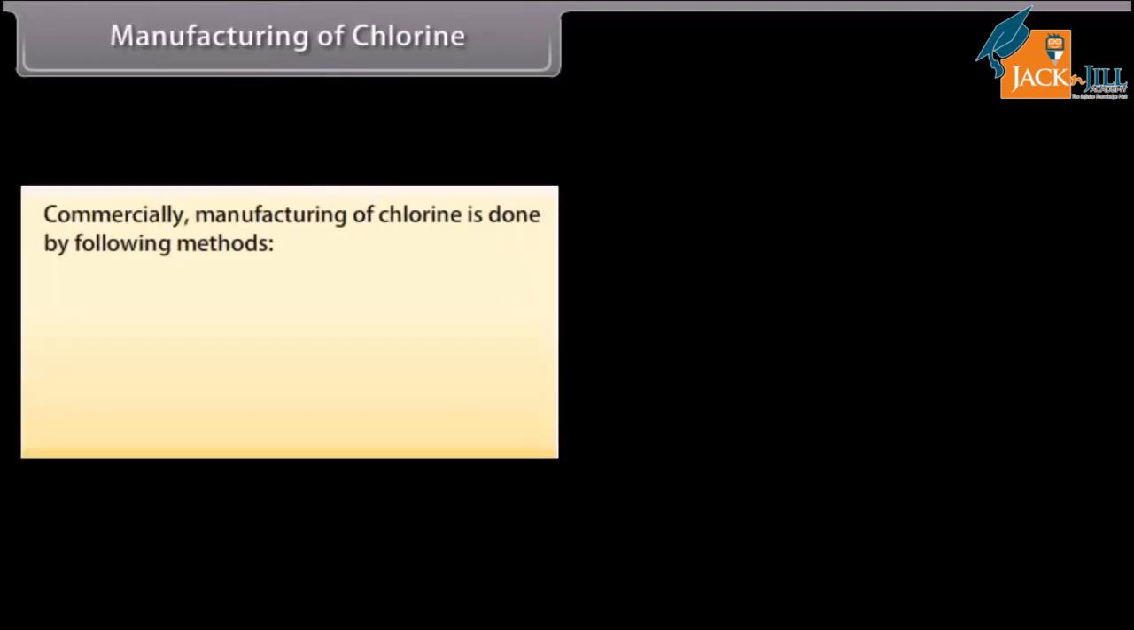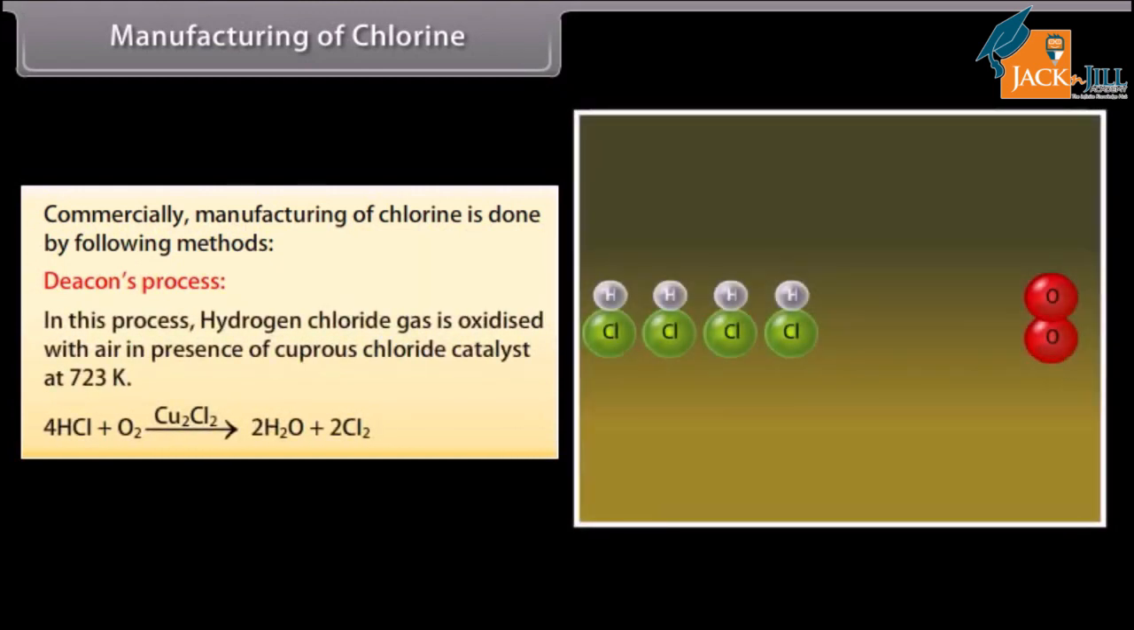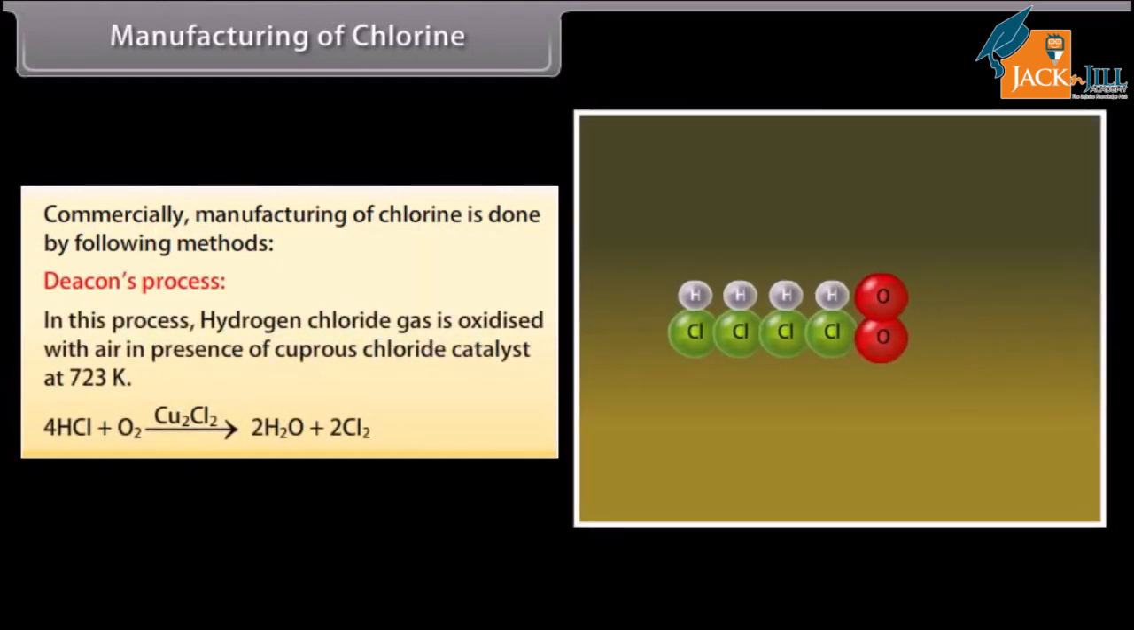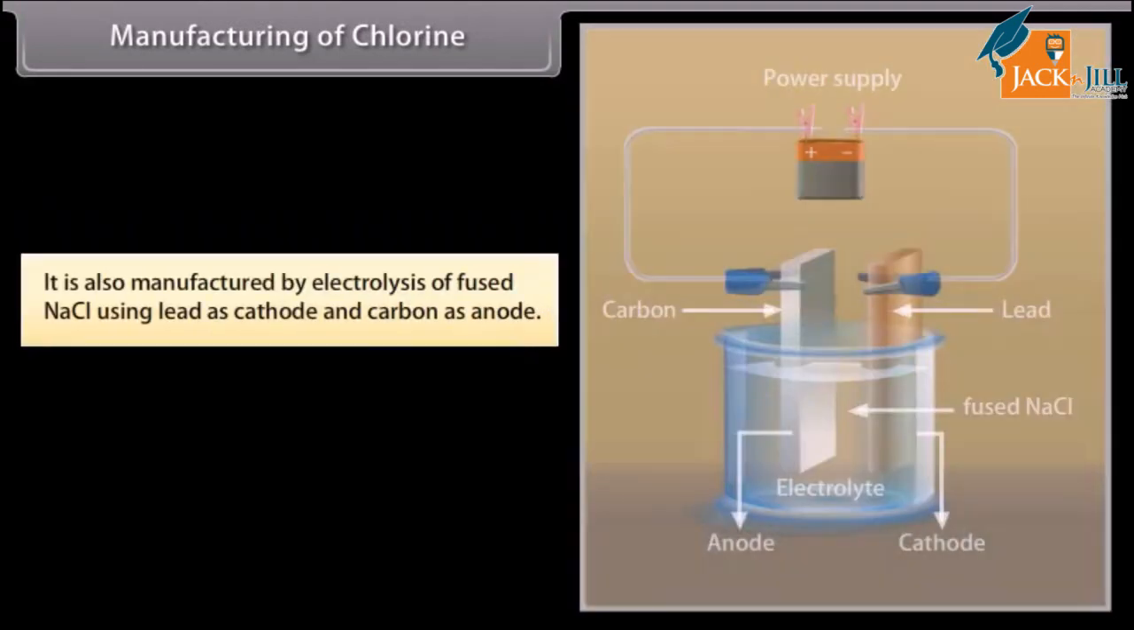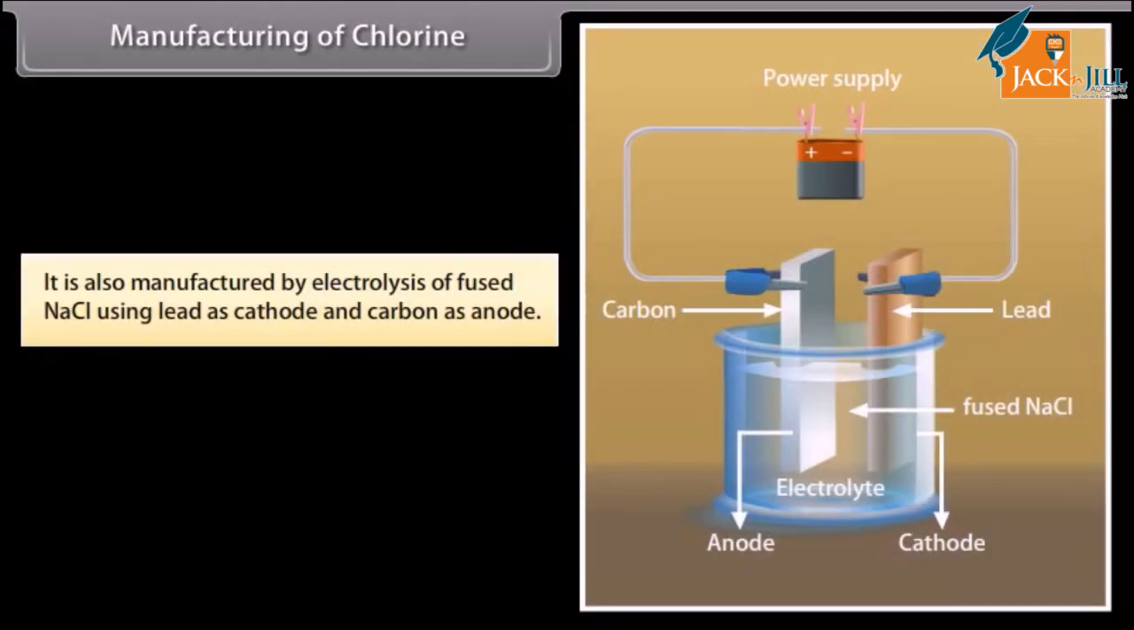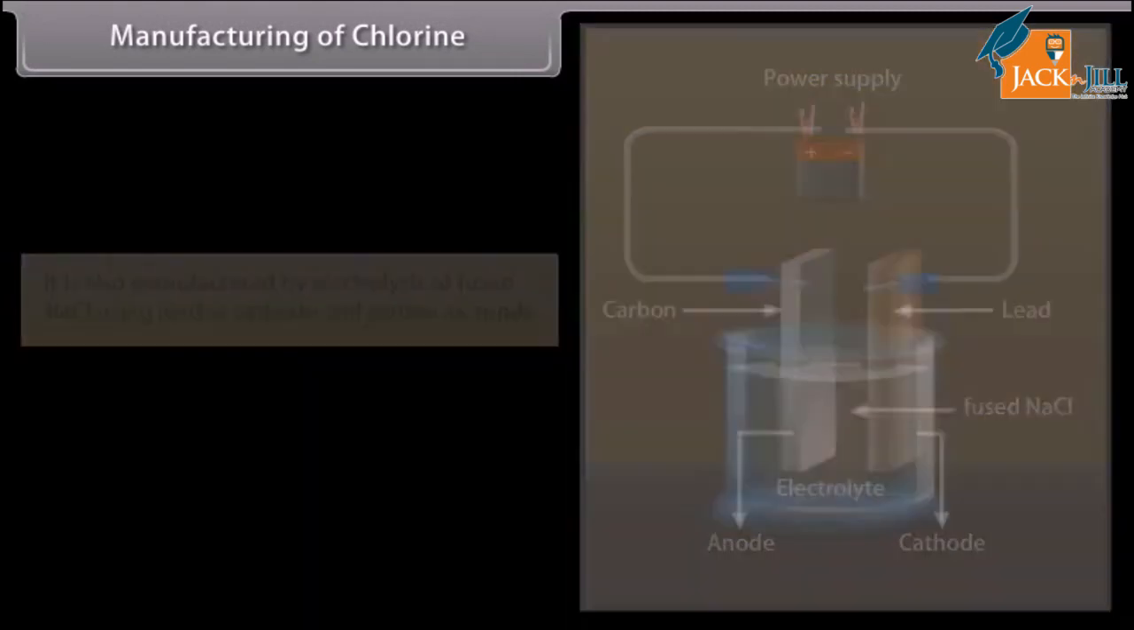Manufacturing of chlorine. Commercially, chlorine is manufactured by the following methods. Deacon's process: in this process, hydrogen chloride gas is oxidized with air in the presence of cuprous chloride catalyst at 723 Kelvin. It is also manufactured by electrolysis of fused NaCl using lead as cathode and carbon as anode.